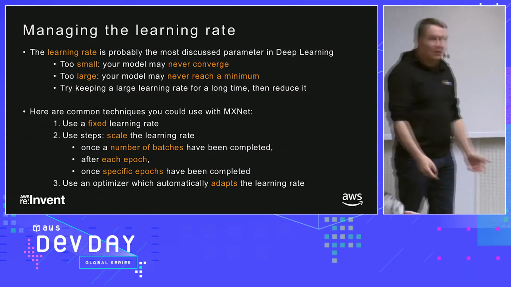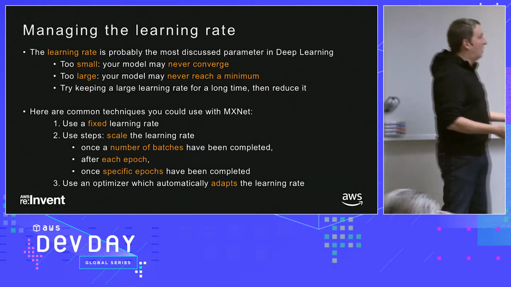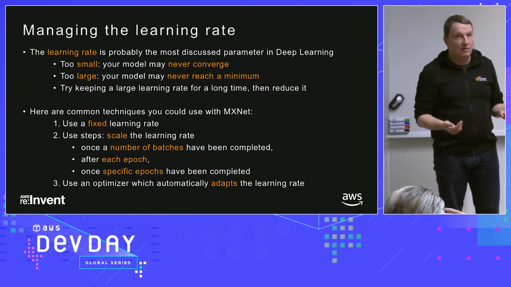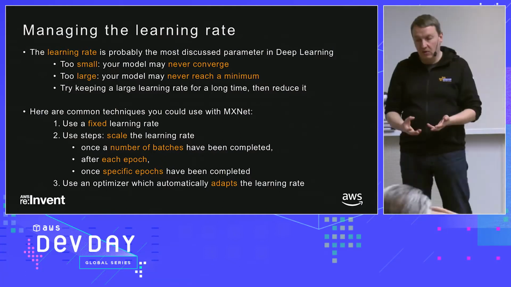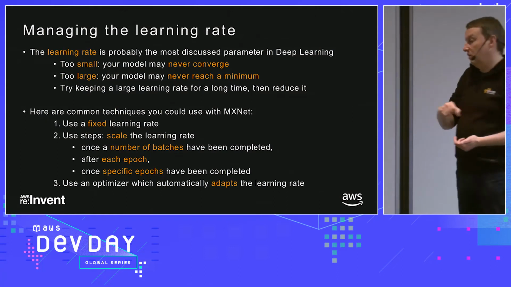Again, it shouldn't be too small, it shouldn't be too large. If it's too small, you will never learn. If it's too large, you will never converge, right? So you will never find the minimum for the loss function, for the error function, and you will bounce back and forth. So that's not good.